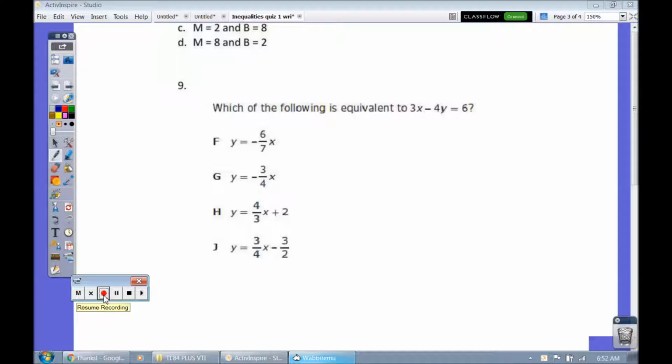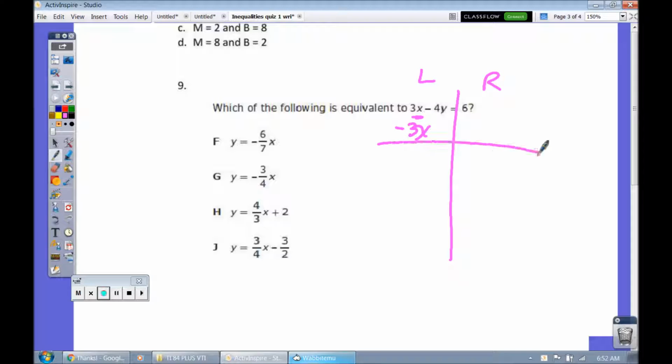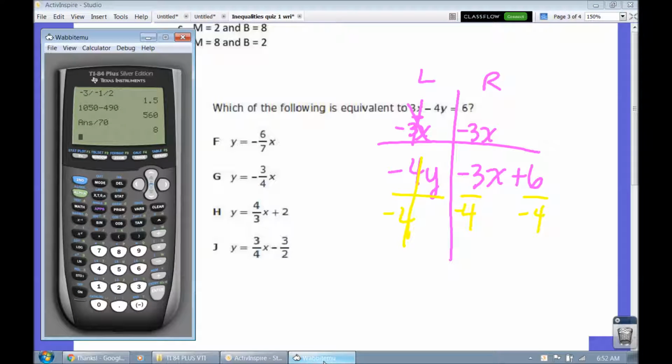Which of the following is equivalent to? So we're going to put this guy in y equals since all the answer choices are in y equals. So the y is on the left. We need to move the 3x to the right, so we're going to subtract 3x. Subtract 3x. You cannot combine -3x plus 6, so we're going to write it as -3x plus 6. And then our last step is to divide by -4. Divide everything by -4.